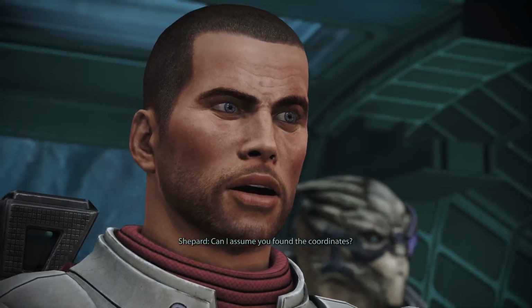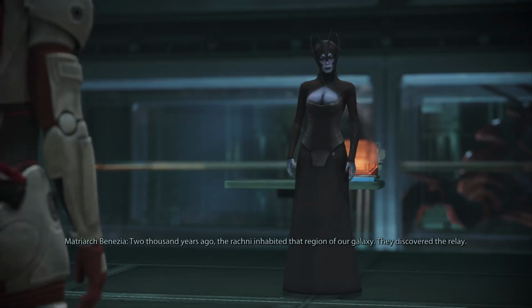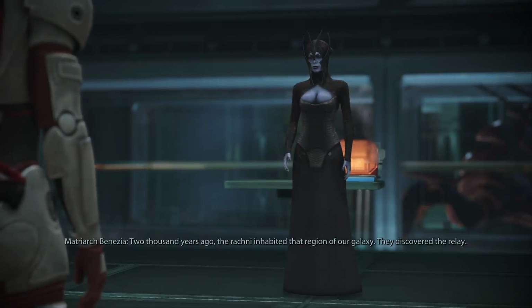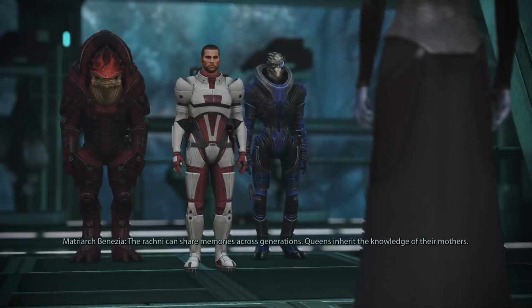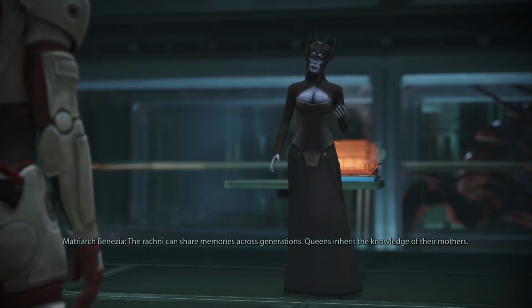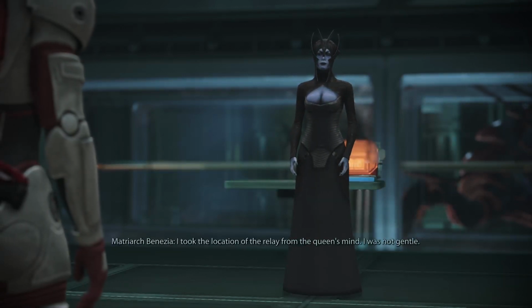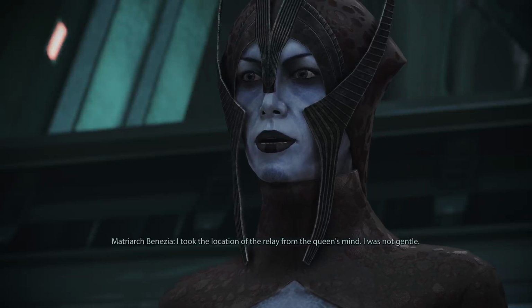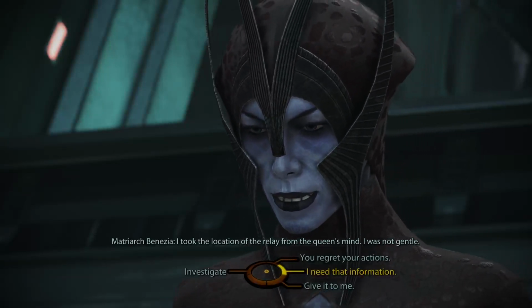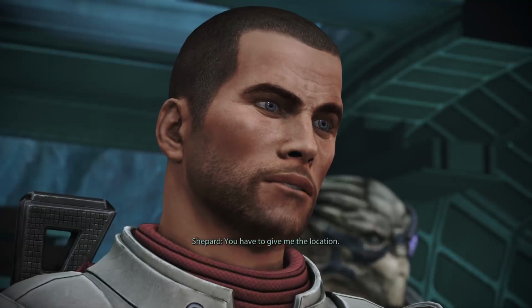Can I assume you found the coordinates? 2,000 years ago, the Rachni inhabited that region of our galaxy. They discovered the Relay. The Rachni can share memories across generations. Queens inherit the knowledge of their mothers. I took the location of the Relay from the Queen's mind. I was not gentle.